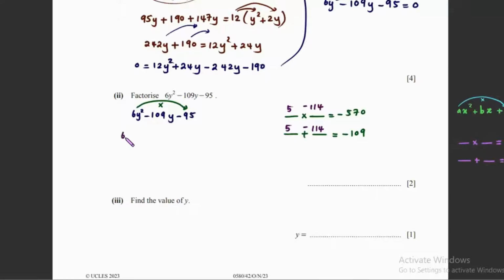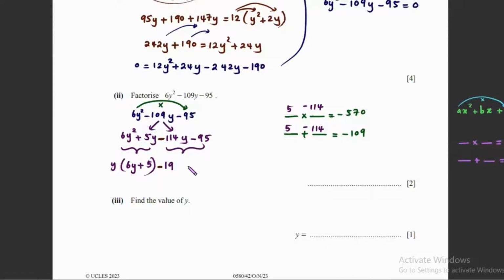So we have 6y squared, and instead of minus 109y, I can write it as plus 5y minus 114y. So this is replaced with two terms now. Now I have minus 95. I need to start pairing it, and I need to factorize. So here when I factorize, I can take the y out. This will leave me with 6y plus 5. And from this 114 and 95, they both are divisible by 19. So I can take 19 out, but whatever the sign that I have here has to be written here as well.